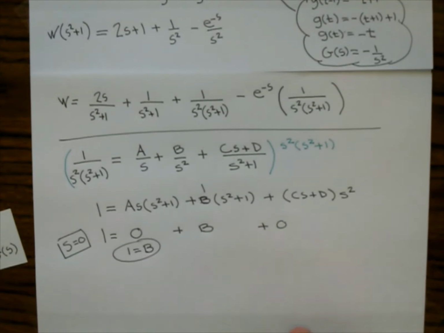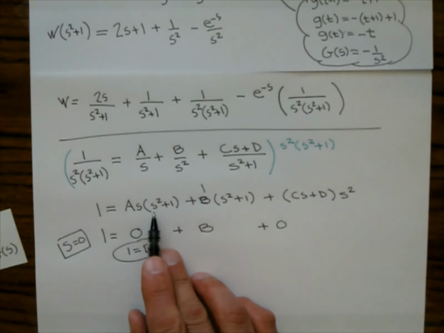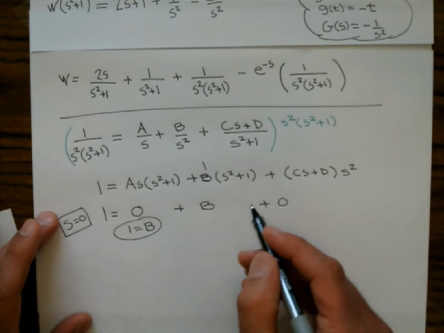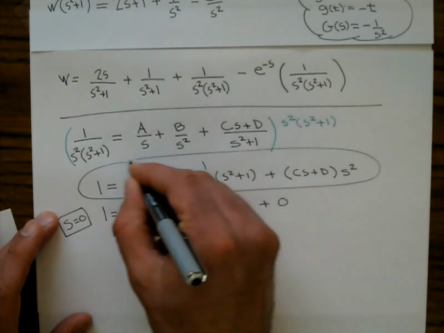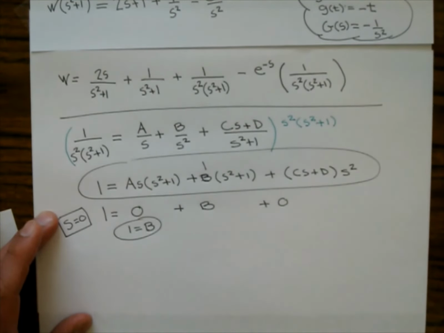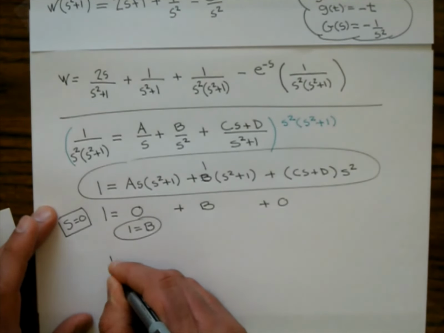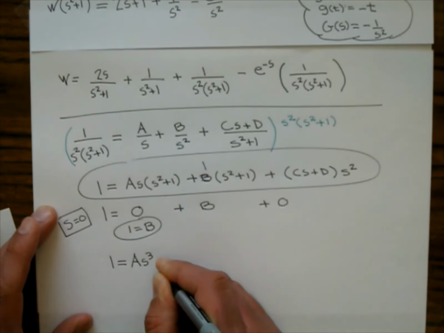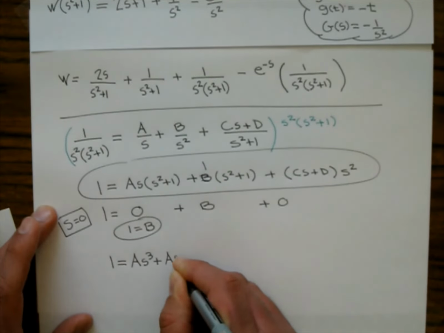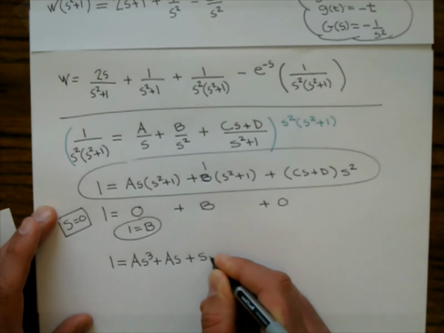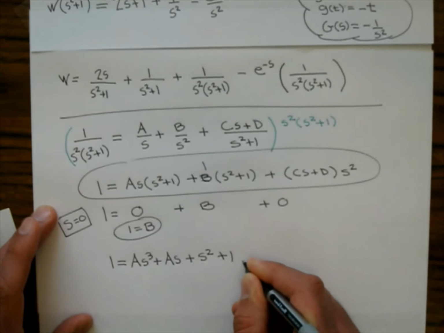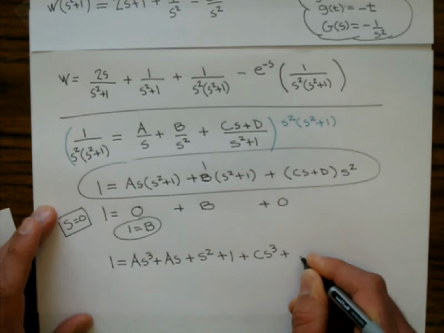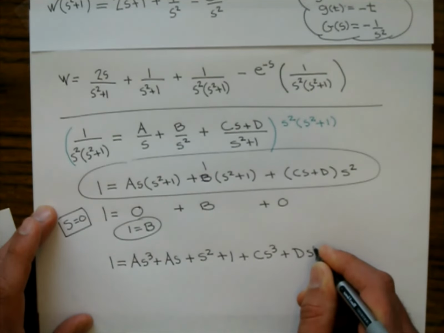So b is 1, and there's nothing else I can do to chisel it away. Some of you are saying, why don't you let s equal the imaginary number i? I'm not going to do that. I'm going to go ahead and take this equation right here and distribute and equate coefficients. That's what I'm going to do. So I have 1 equals as cubed plus as plus bs squared plus b plus cs cubed plus ds squared.